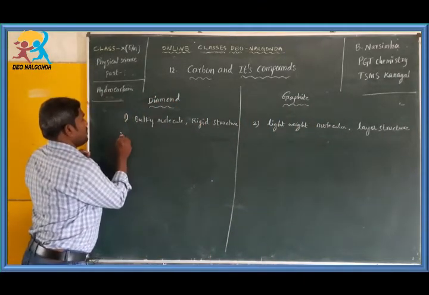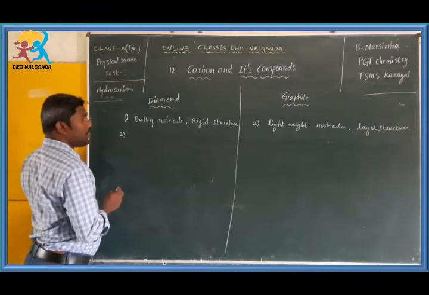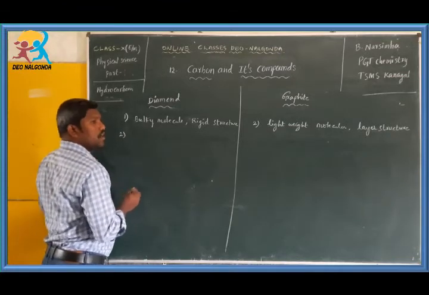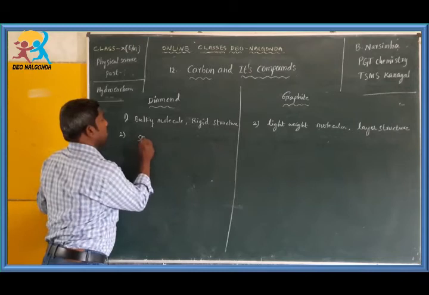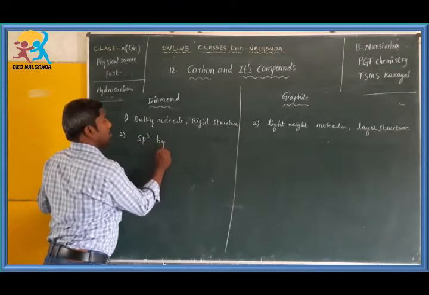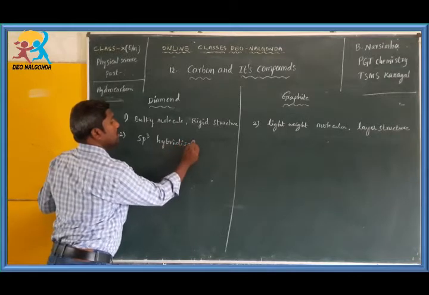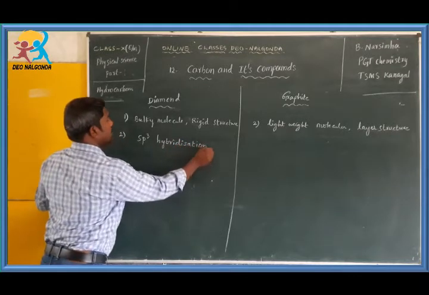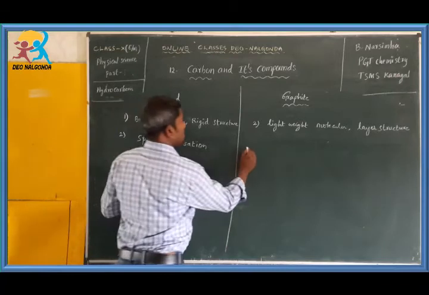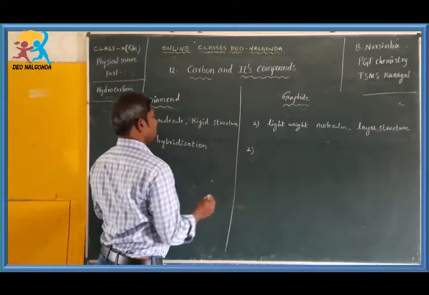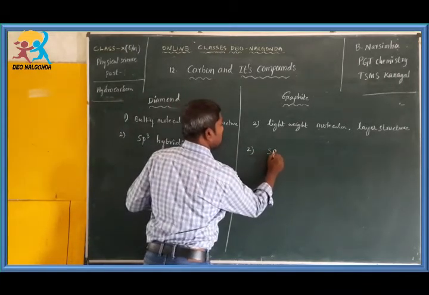Next one, diamond participates in sp3 hybridization. Here, carbon participates in sp2 hybridization.